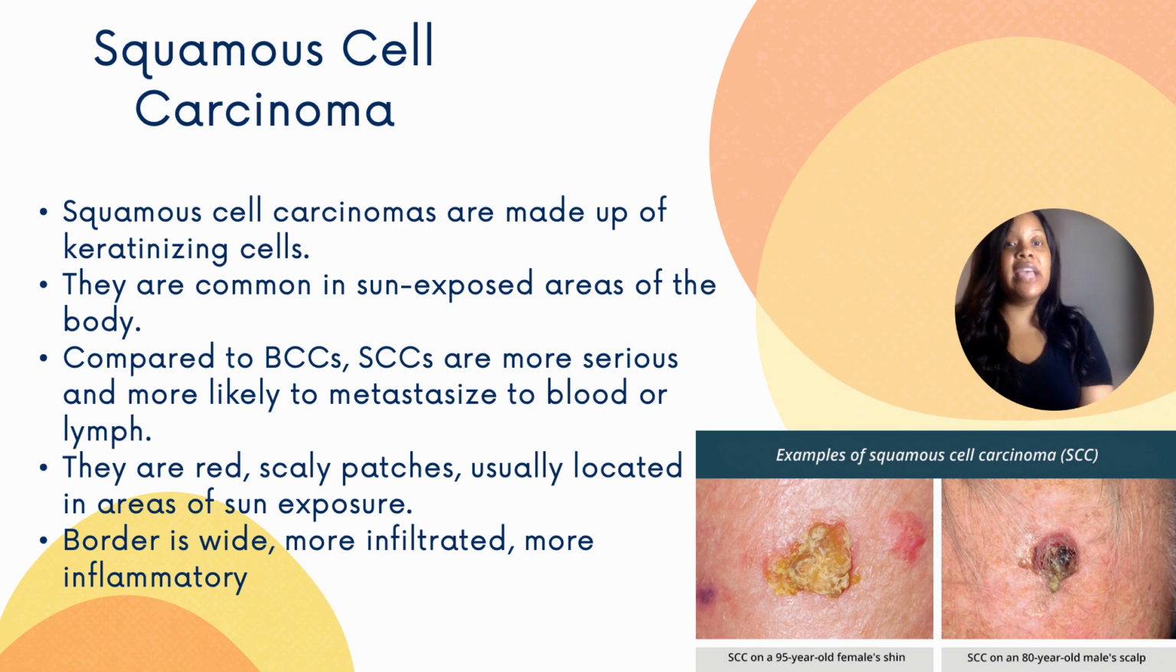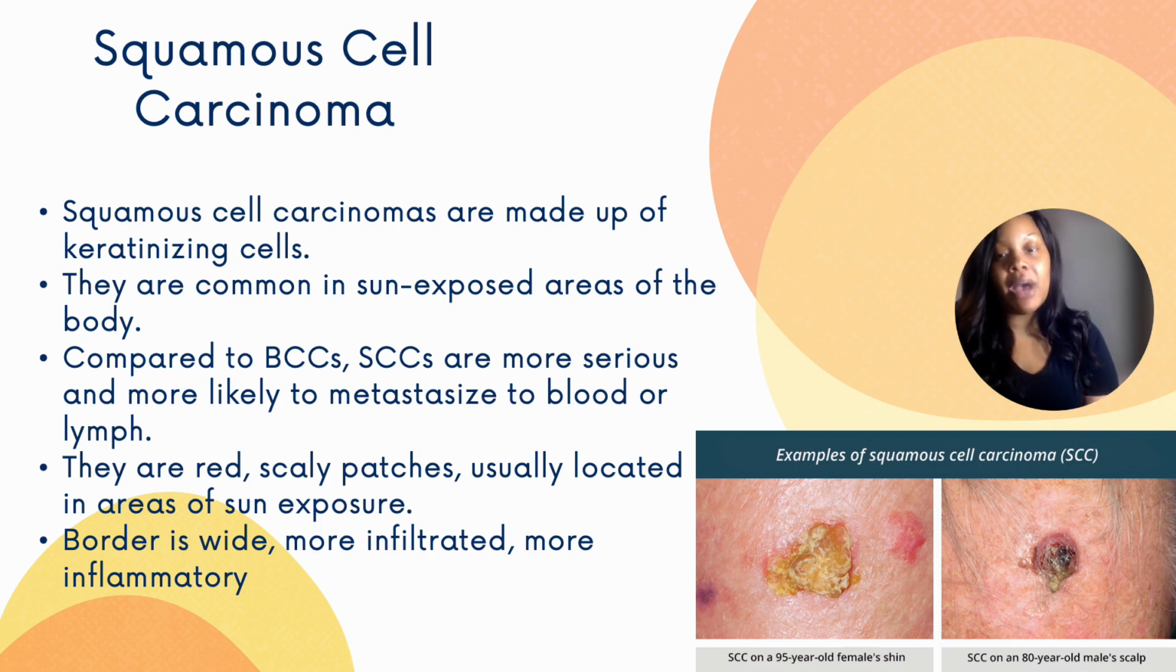It happens in the same sun exposed areas, but the description of this one, they're going to be red, scaly, patchy areas, right? A crusty, hard covering, a scaly type of description, like little skin things. If you can see it on here, there is your squamous cell. Your borders are wide, more infiltrated, more inflammatory. But this one is way more serious because this one can spread.